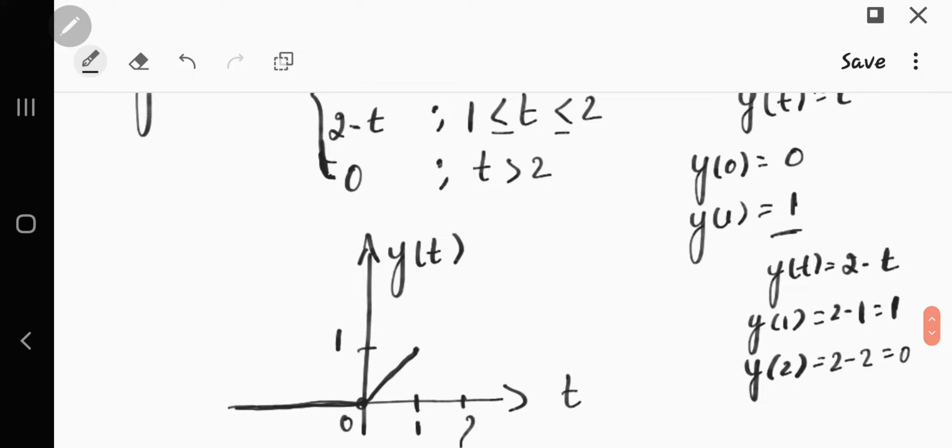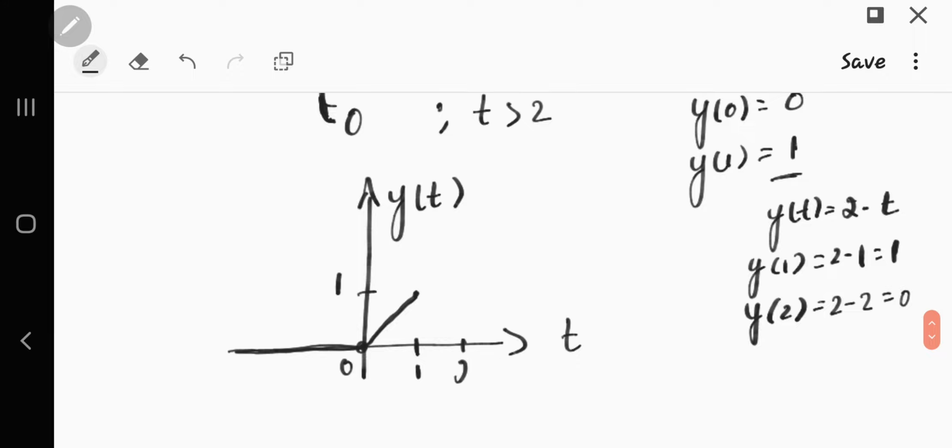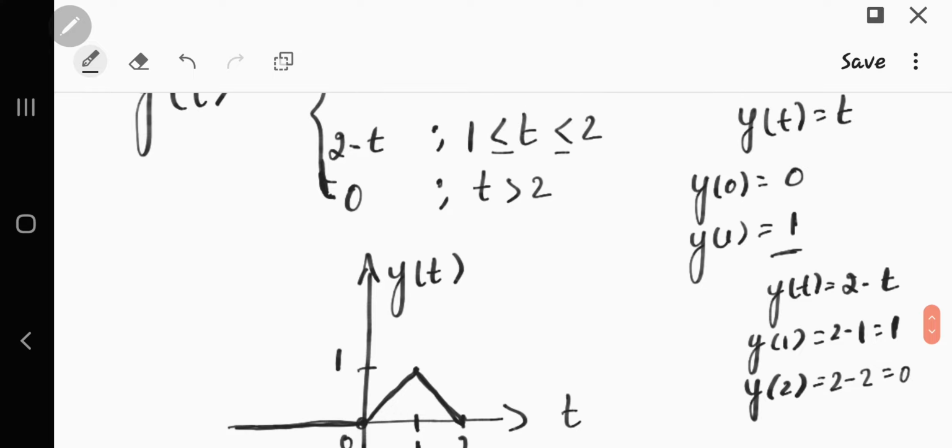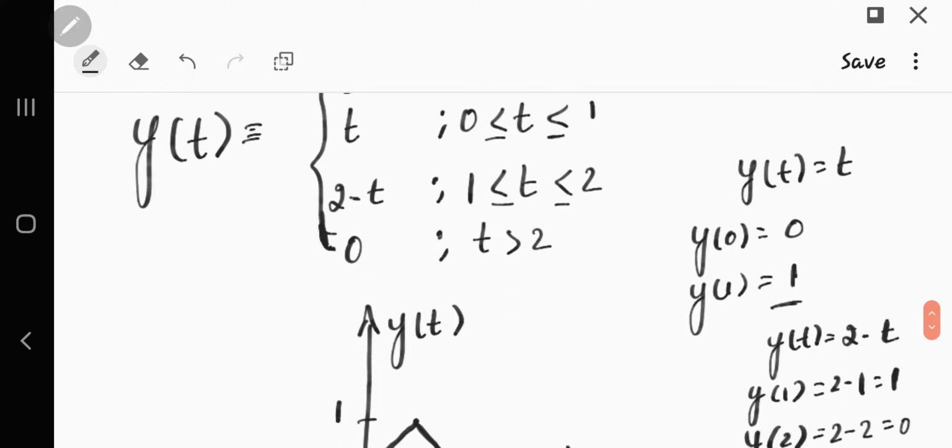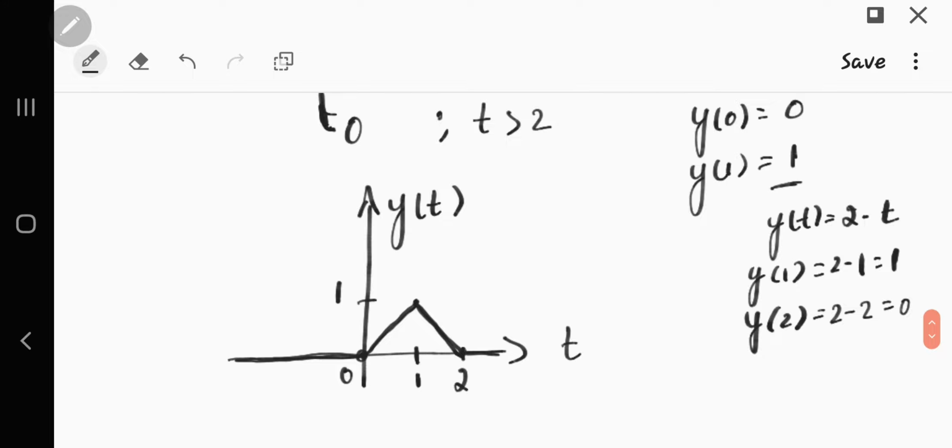Now at y of 2, amplitude is 0. So that means the signal starts from 1 and goes all the way to 0. Okay, so this is a simple way to plot and complete your plot, and it says for value of t greater than 2, y of t will be 0, and from here onwards the signal will be 0 for the remaining values. So this is the plot of y of t.